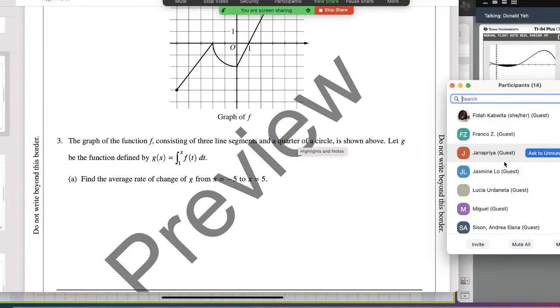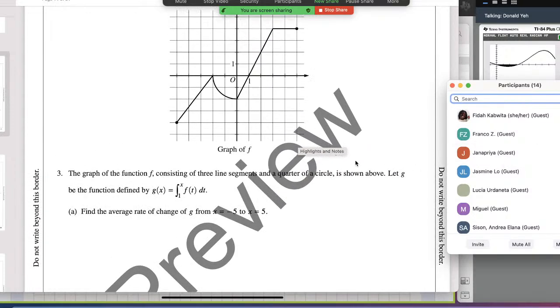Priya, what'd you get? I got 5 minus pi over 10. 5 minus pi over 10 is a correct answer. Okay, and that's okay. That's what we're here for, so we can fix those mistakes.